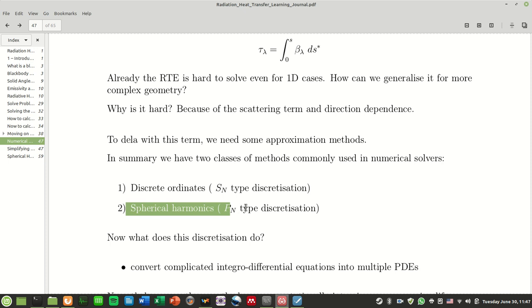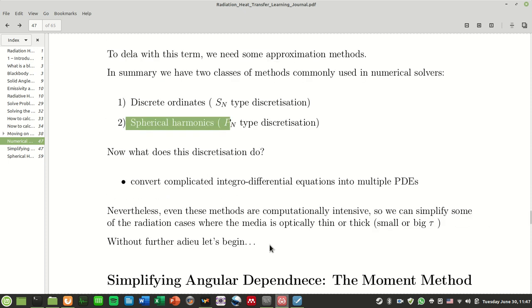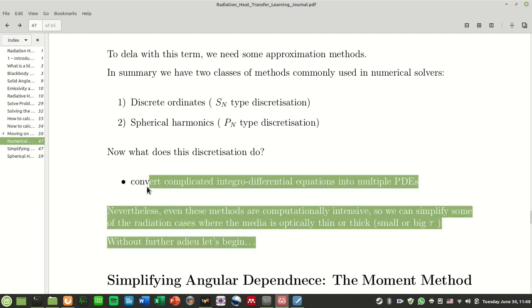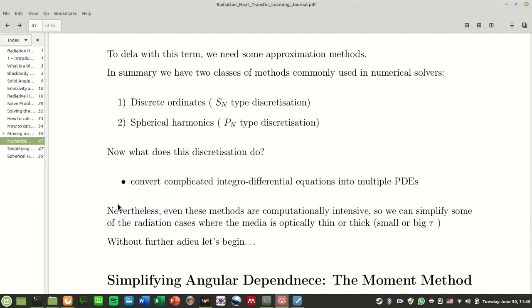So I'll try to go through the spherical harmonics because that's a very popular method, and we'll see how we can go from there. And discrete ordinates is actually used in OpenFOAM, if you use OpenFOAM. And if we get time, we'll go through that method as well. However, these methods are computationally intensive. So there are more simplifications where we can assume the radiation medium is optically thin or thick. And those are some other simplifications we use.